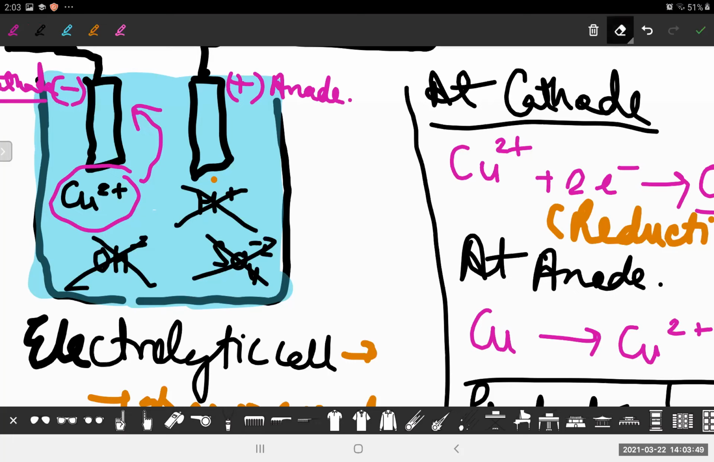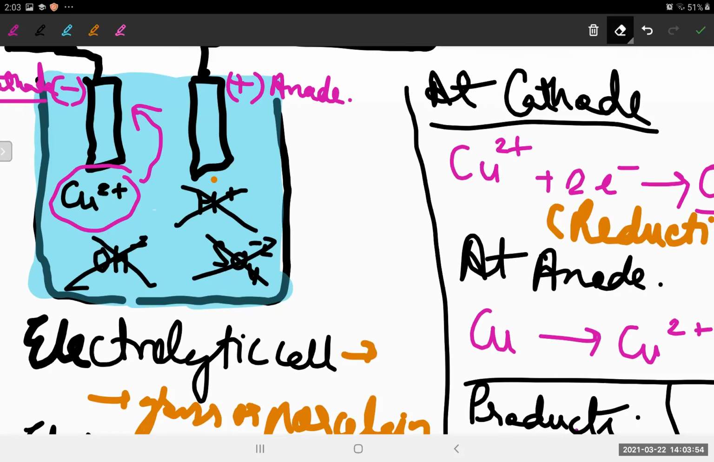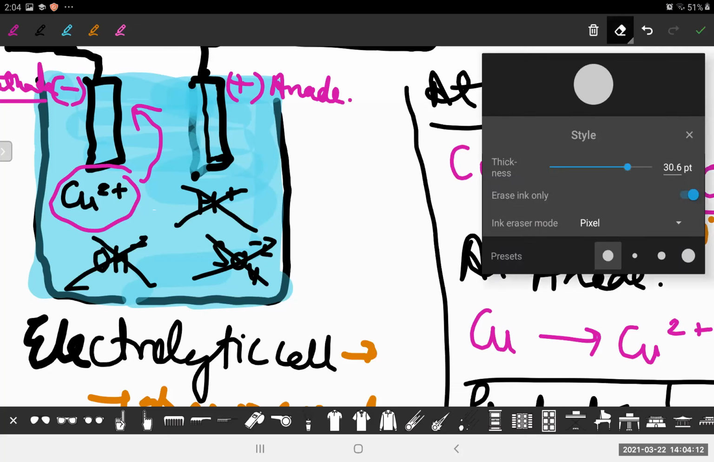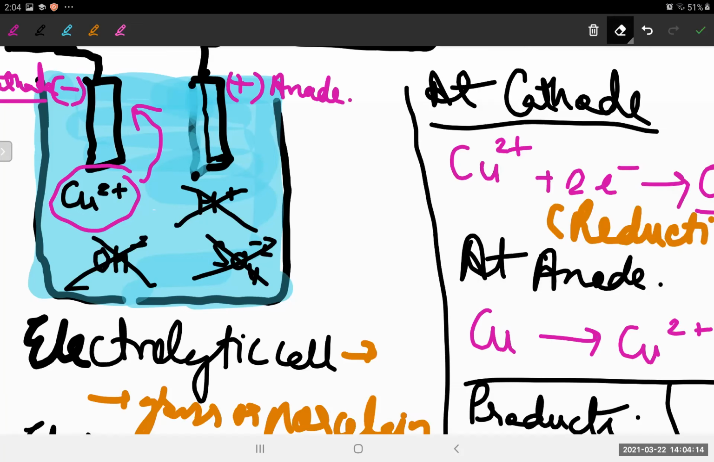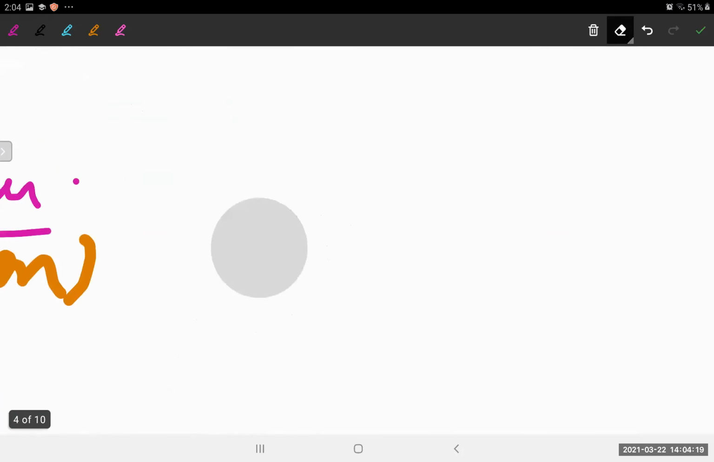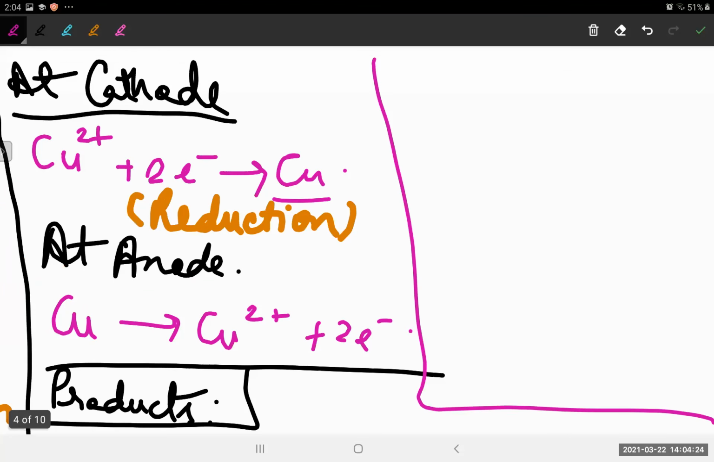So what we'll make over here? We'll make this anode thinner, like this. Understood? Can you see it's very thin? So that was all regarding the electrolysis of copper sulfate. You can just write down this point here if you want to write. It's totally up to you. If you can keep it in mind, then no problem.